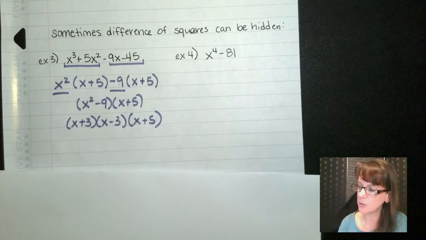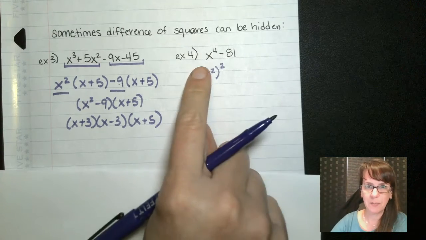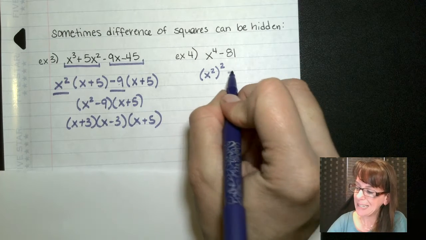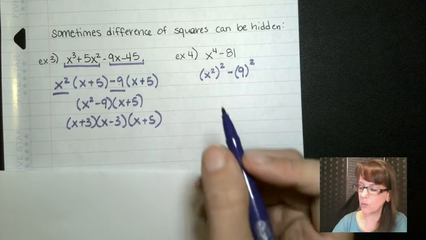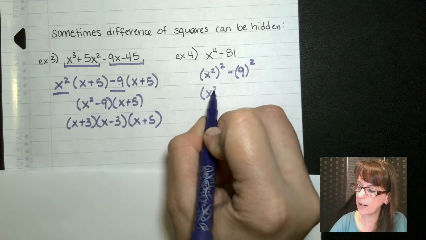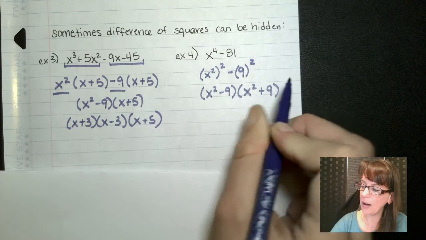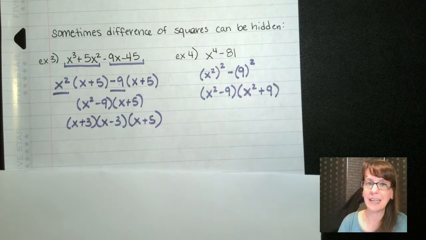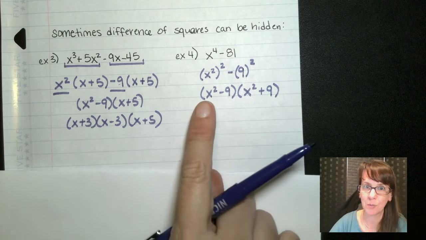Here's another good case where it is hidden. This is a nice one because we have x squared squared, because that's the same thing as x to the 4th, right? Minus 9 squared. All right, so what I have then is x squared minus 9, x squared plus 9. That will give me x to the 4th minus 81. And you're like, hey, I got that. I am done. No. I see a difference of squares here.